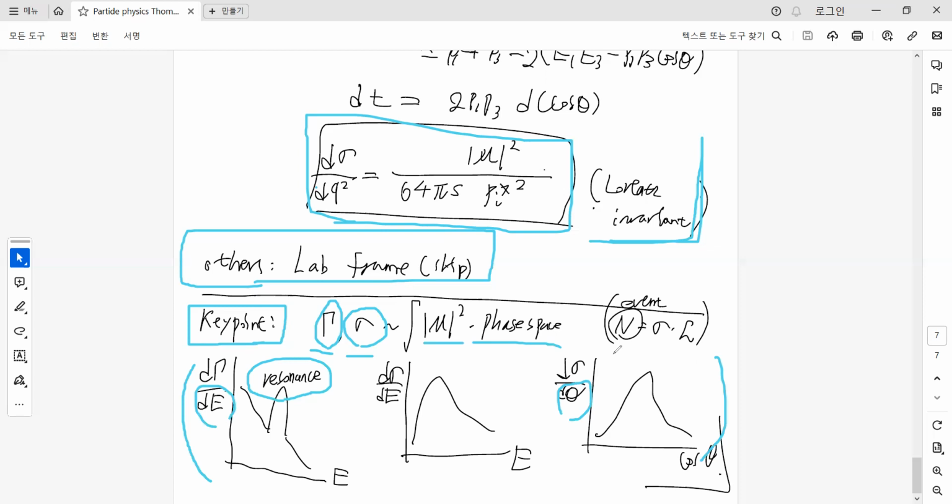And one more thing I want to mention: the event rate is given by the multiplication of the cross section and the luminosity L. The cross section is a kind of probability, and the luminosity is how much we repeated such experiments. So I will finish this slides video.